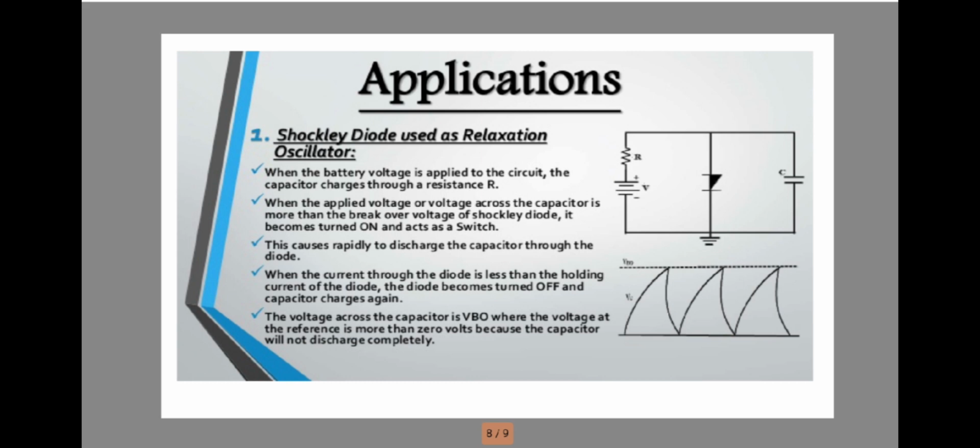This causes the capacitor to discharge rapidly through the diode, and when the current through the diode is less than the holding current of the diode, it is turned off and the capacitor charges again. The voltage across the capacitor is shown in the below figure, where the voltage at the reference is more than 0 volt because the capacitor will not discharge completely.